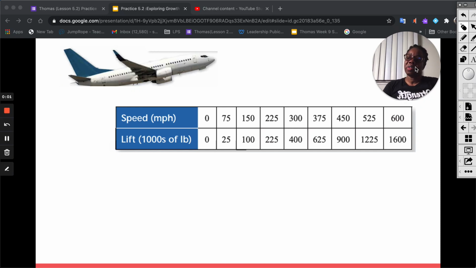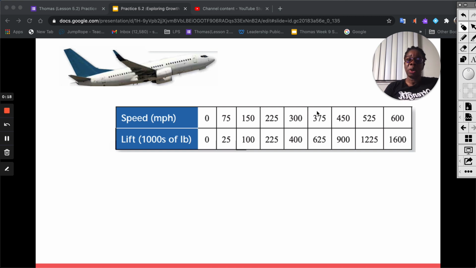All right, so this question says the table shows the lifts of a Boeing 737 airplane at various speeds. We're to determine the pattern of growth that is shown in the table. Is it linear? Is it exponential? Is it quadratic? And we're going to continue to use the same method.